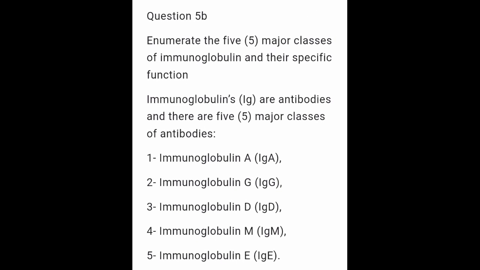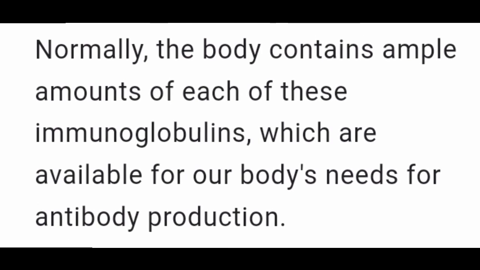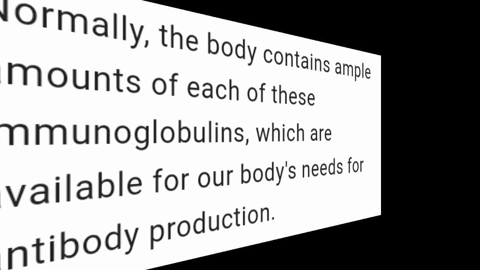Question 5b. Enumerate the five major classes of immunoglobulin and their specific functions. Immunoglobulins, Ig, are antibodies, and there are five major classes of antibodies. 1. Immunoglobulin A, IgA. 2. Immunoglobulin G, IgG. 3. Immunoglobulin D, IgD. 4. Immunoglobulin M, IgM. 5. Immunoglobulin E, IgE. Normally, the body contains ample amounts of each of these immunoglobulins, which are available for our body's needs for antibody production.